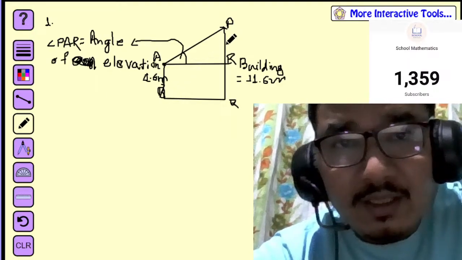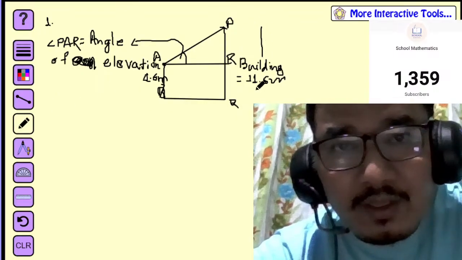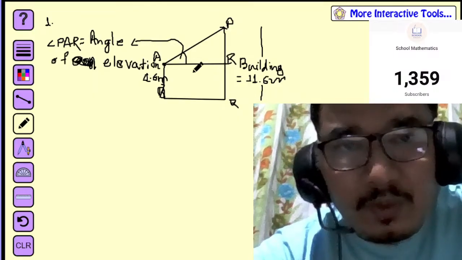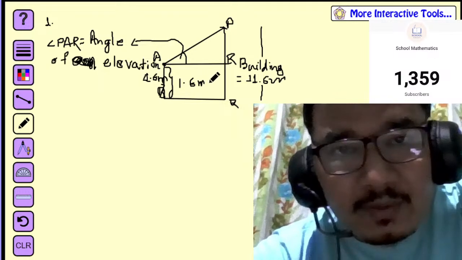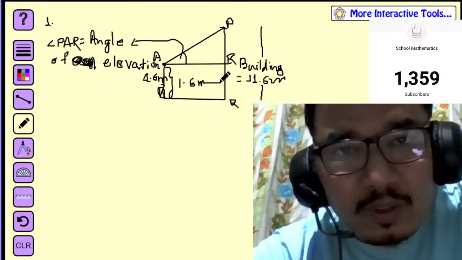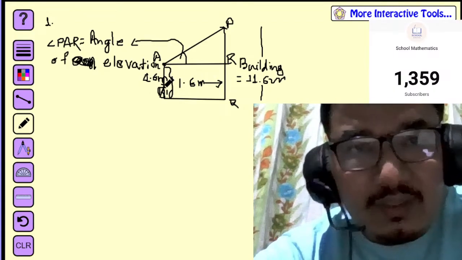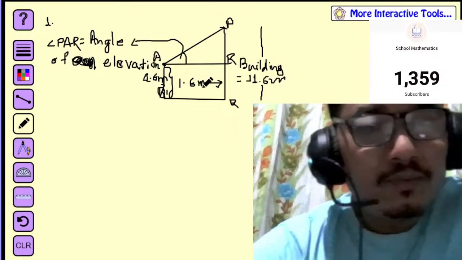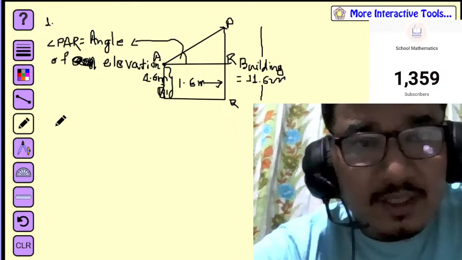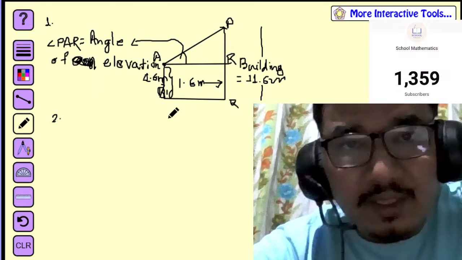It's very easy. This PR, look, from P to Q is given, okay? And we know that this part is 1.6 meter, right? That's why this part also will be 1.6, because opposite sides are equal. Here the man is 1.6 meter in height, and that's why from R to Q also it is 1.6 meter high, okay? Then number two asks to find the height, this PR.